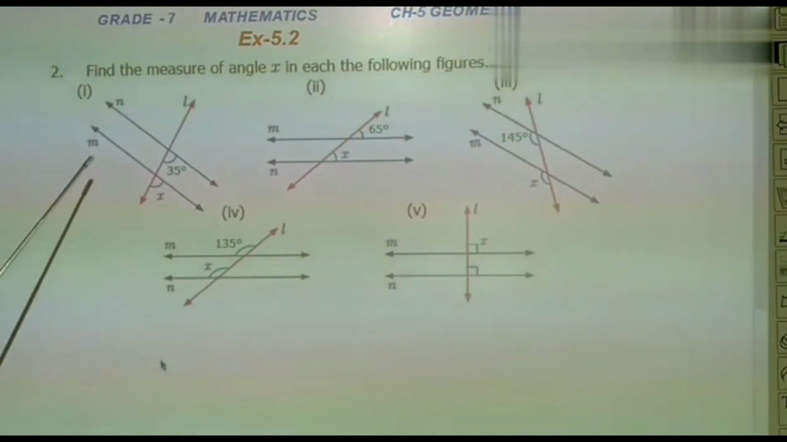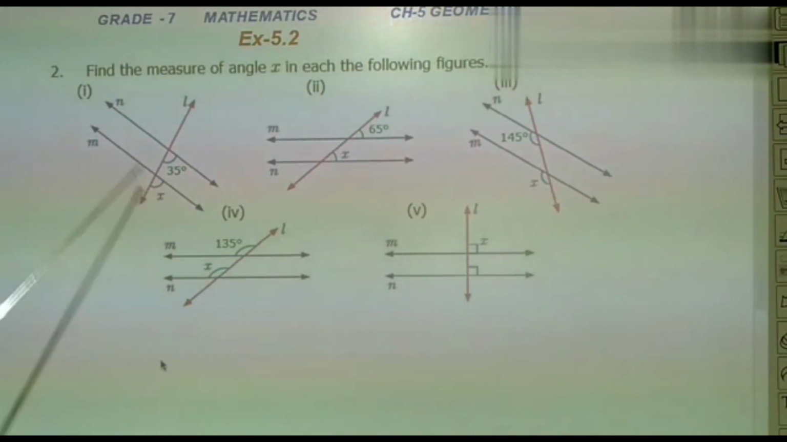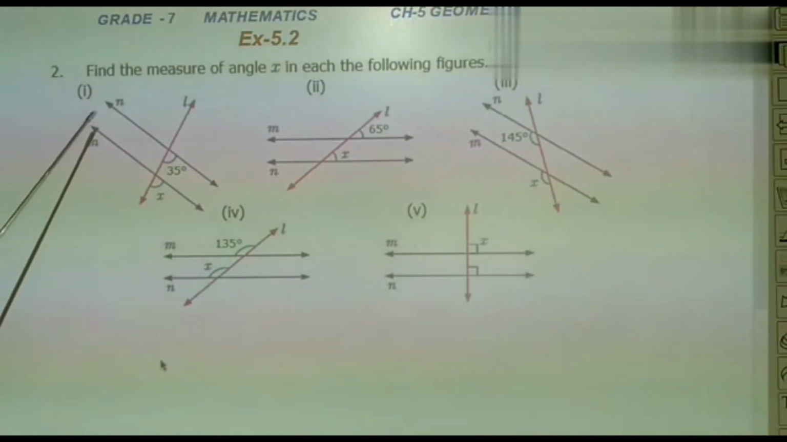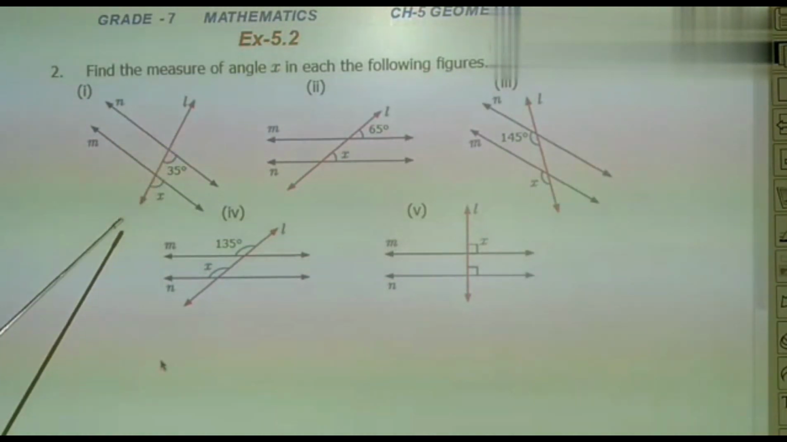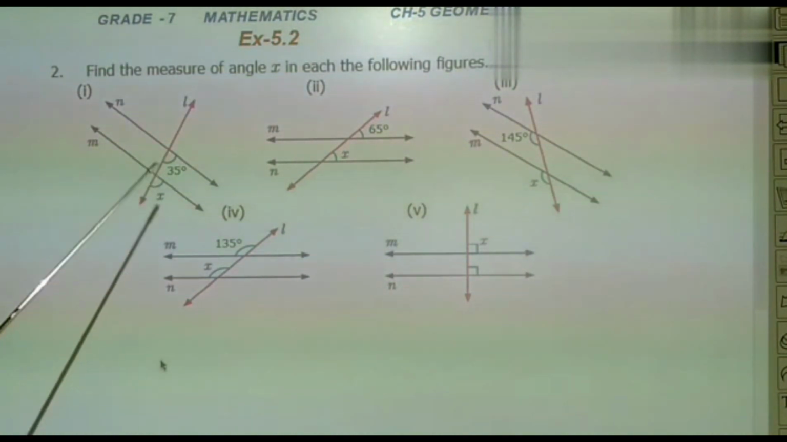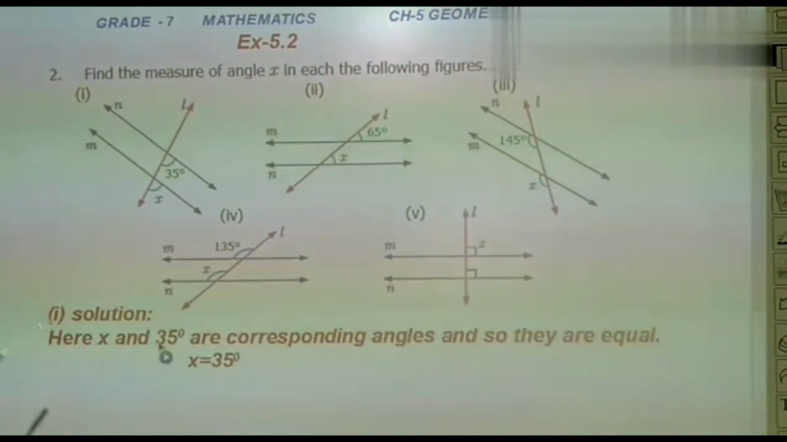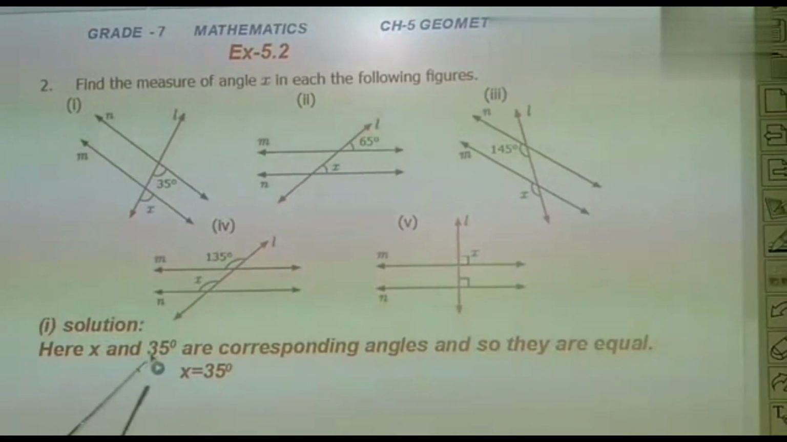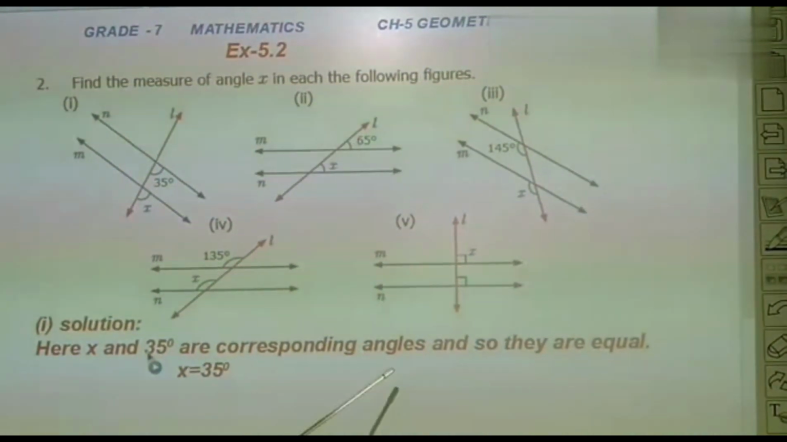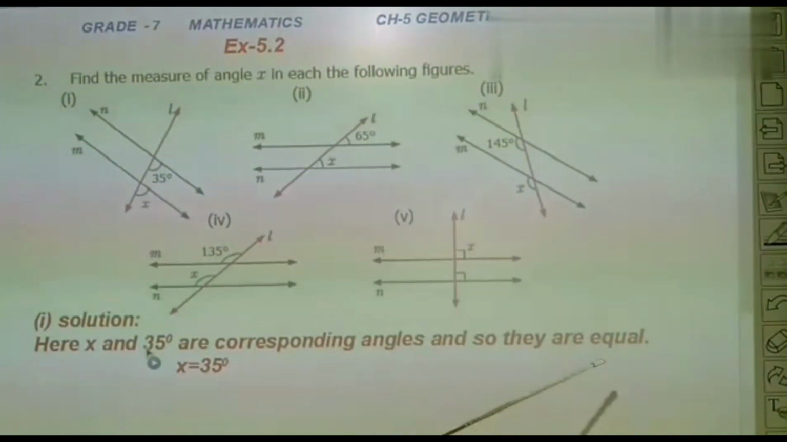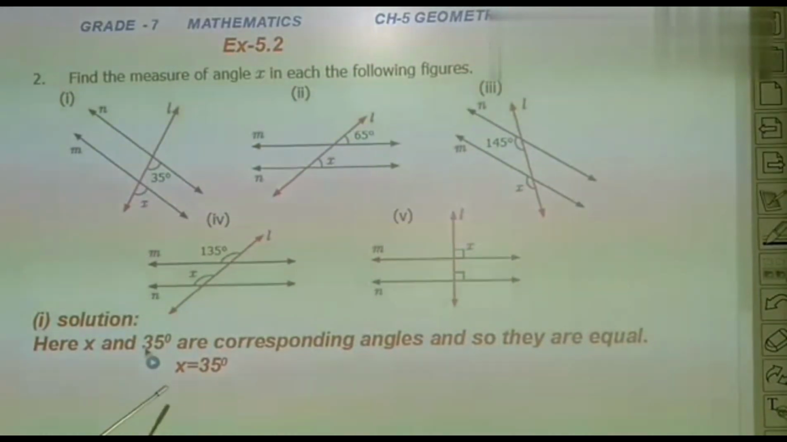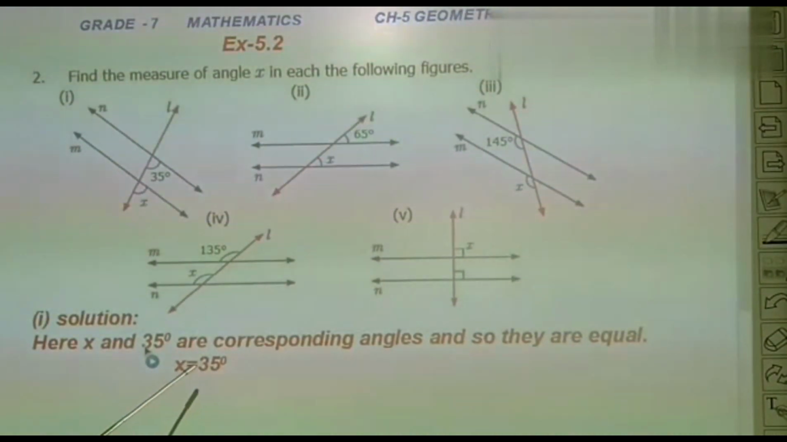See the first option. Here the same thing. Two parallel lines are there, M and N, and L is the transversal line. We have to find out the x value. See the angles x and 35 degree. Let's see the solution, children. Here x and 35 degree are corresponding angles and so they are equal. So x is equal to 35 degree because corresponding angles are equal.